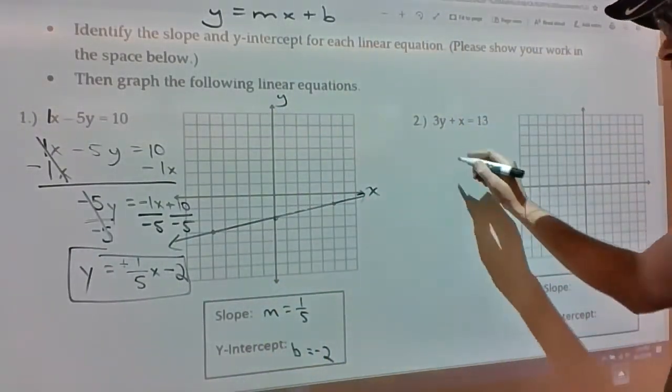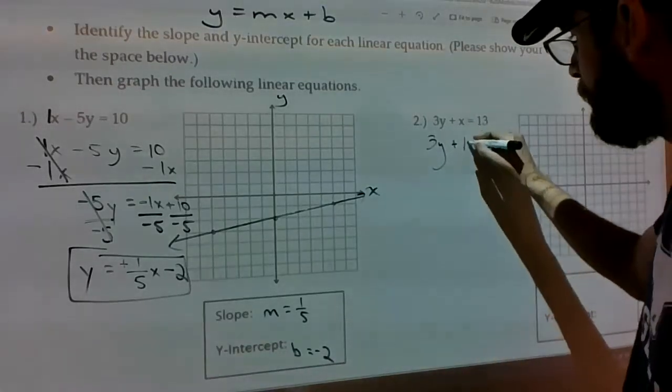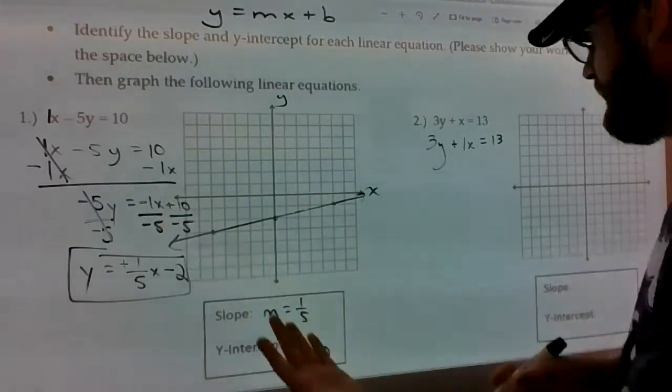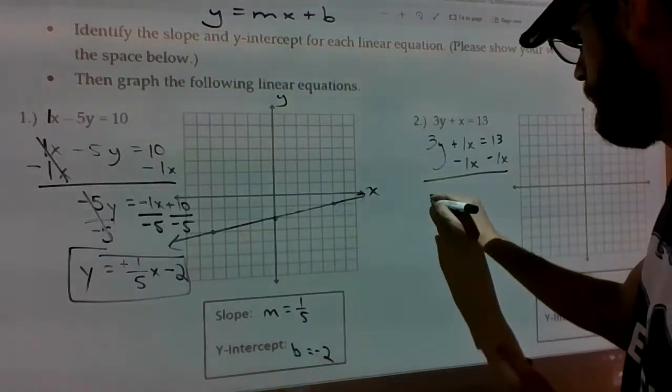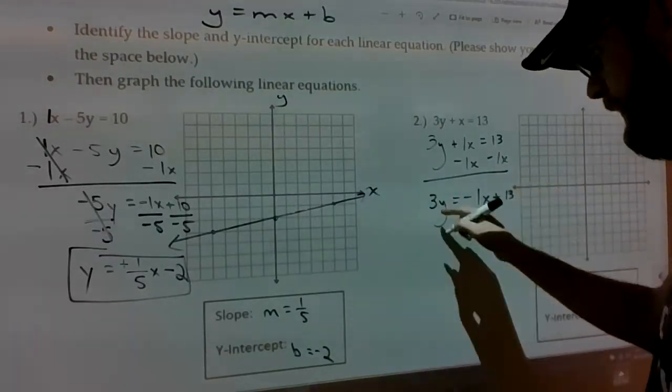So again, I've got a blank x. I'm going to put a 1 in front of it again. The first two moves are pretty much identical. I subtract 1x from both sides, rewrite it as negative 1x plus 13, and then divide by the number in front of y.